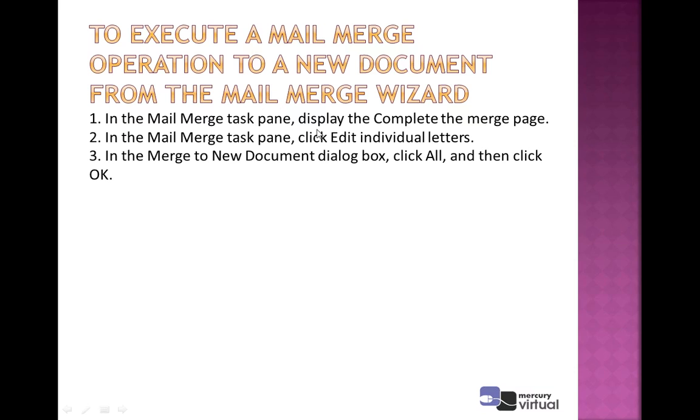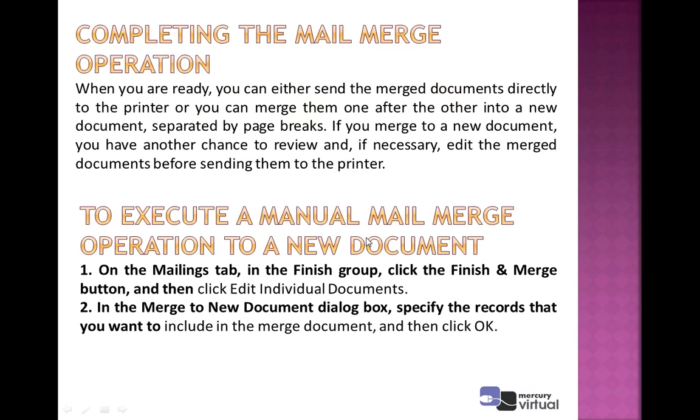In the mail merge task pane, display the complete the merge step. In the mail merge task pane, click edit individual letters. In the merge to new document dialog box, click on all and then click OK. So this is how you can execute and use the options. Let's see in a practical way.